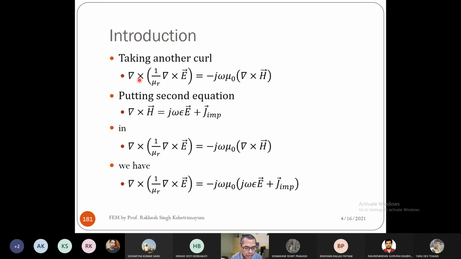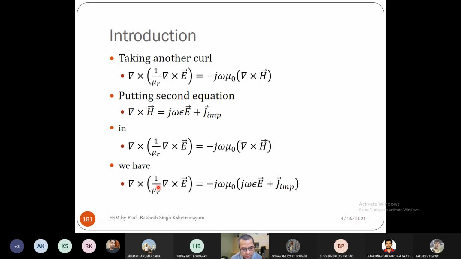You take the curl of this equation again, then you get curl of this. On the right hand side, you take the curl of the magnetic field. When you take the curl of the magnetic field, you have the second equation, where curl of H is j omega epsilon E plus J impressed. This is the displacement current, this is the impressed current. So you just substitute this curl of H in the right hand side with the second Maxwell equation. So this is what we are getting.